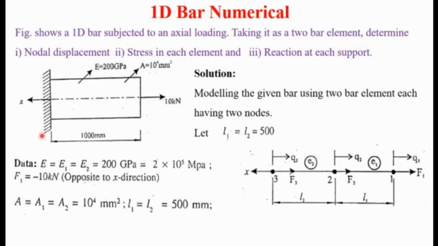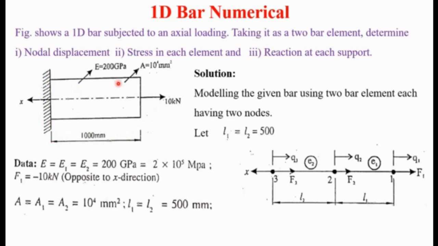Now we can see the figure. Here this 1D bar is given, and the 10 kilonewton axial loading is given at this point. The length of the bar is 1000 mm, and this bar is fixed at one end. That is a cantilever beam.